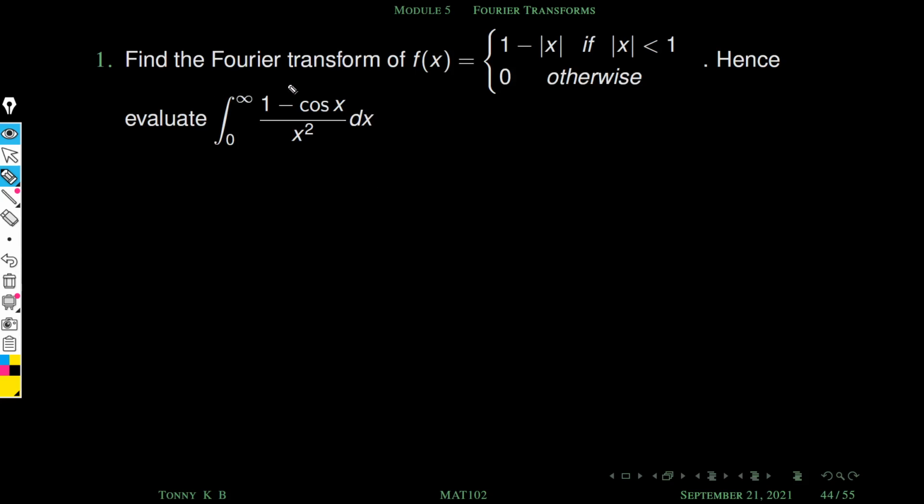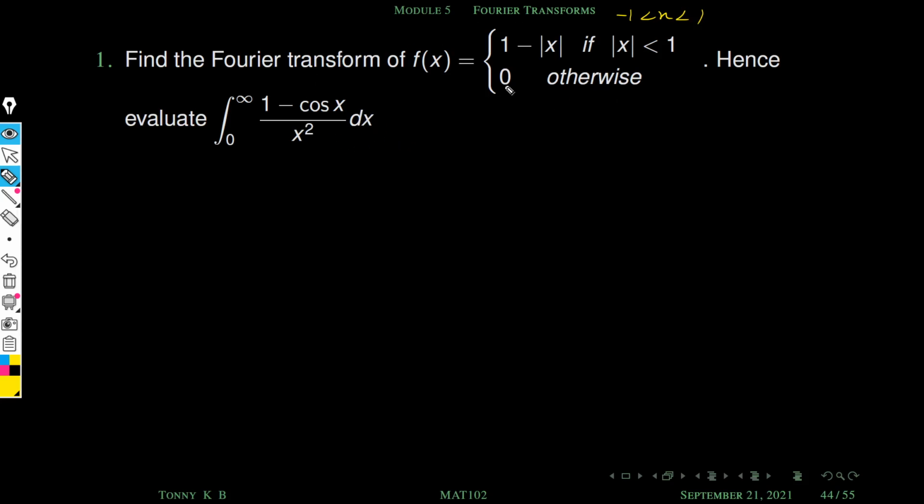Okay. Consider this problem. Let the Fourier transform of f of x be equal to 1 minus mod x if mod x is less than 1, 0 otherwise. What is mod x less than 1? Mod x less than 1 means minus 1 less than x less than 1. So in this interval our function value is 1 minus mod x. Outside this interval the function is always 0. Hence evaluate the integral 0 to infinity of 1 minus cos x by x square dx.